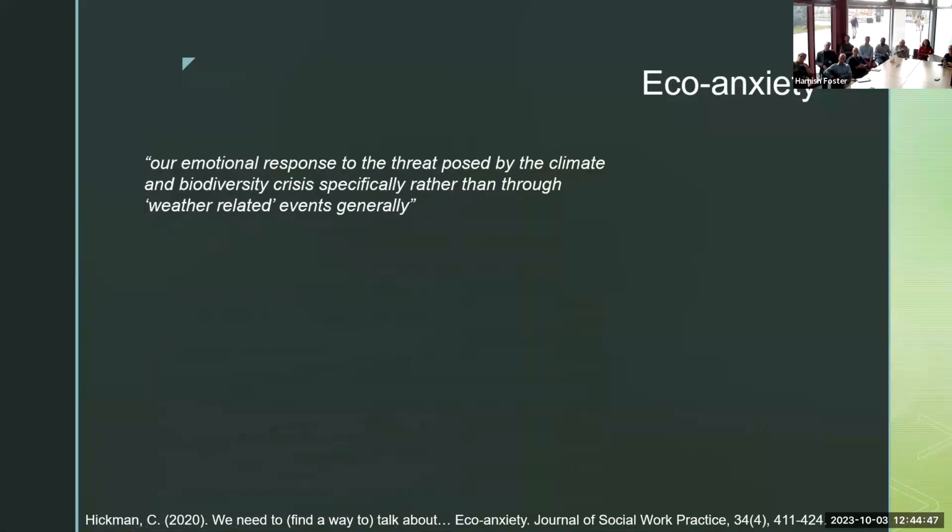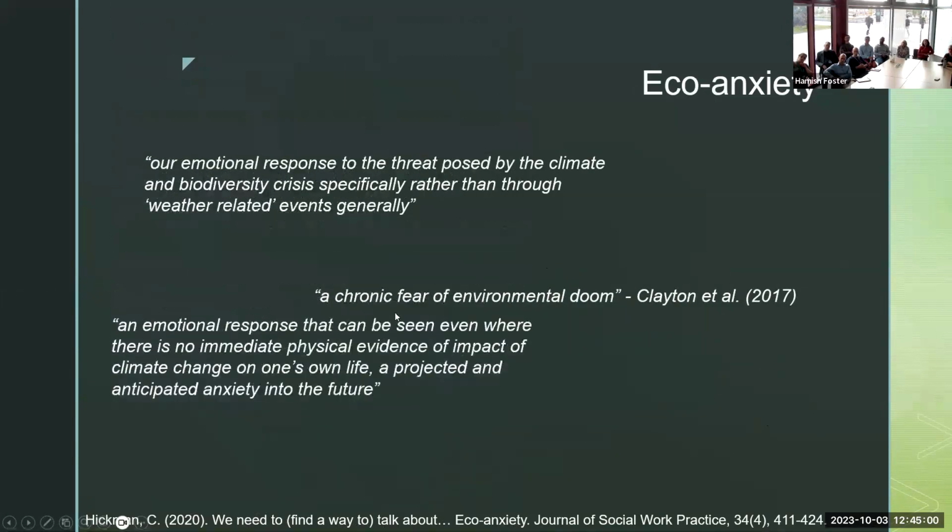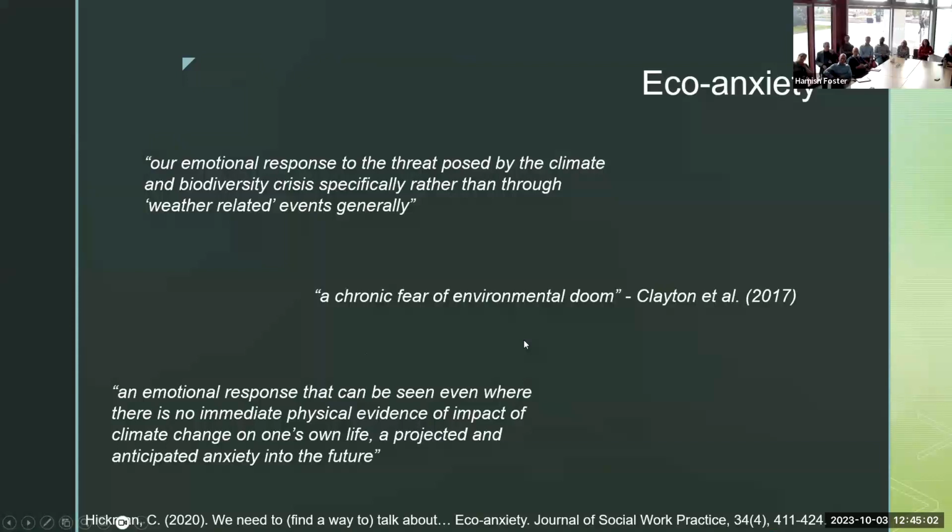So within the literature, there's various definitions that have been put forward in terms of defining eco-anxiety. One of them is here. Other people have defined it as a chronic fear of environmental doom. But generally, it's an emotional response that can be seen in places that are not just directly affected by climate change in terms of flooding and things. But it can be worry about the future in terms of what might happen.